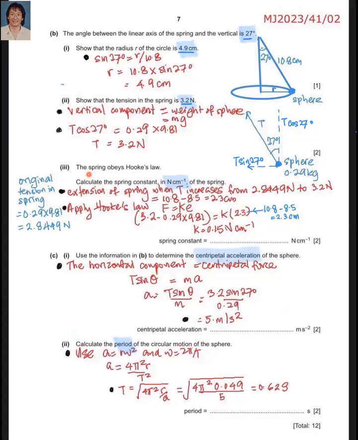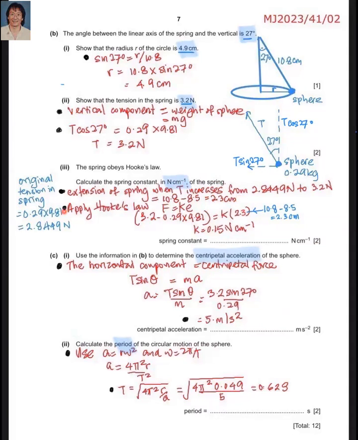Then in part 3, the spring obeys Hooke's law. Calculate the spring constant in Newton per centimeter, which means your force must be in Newton and your extension in centimeter. There are 2 marks for this question. For the first mark, you have to say that the extension of the spring when T increases from 2.8449 Newton to 3.2 Newton is 10.8 minus 8.5. That means the spring extends from 8.5 centimeter to 10.8 centimeter, so the new extension is 2.3 centimeter.